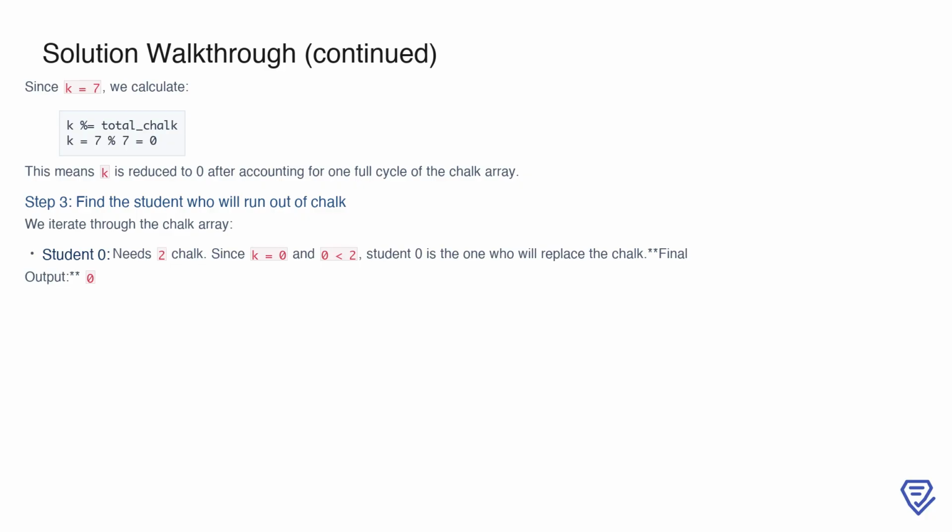After reducing k modulo the total chalk required for one cycle, we systematically iterate through the chalk array and subtract each student's chalk requirement from k. The moment k becomes less than the chalk required by a student, that student is identified as the one who will replace the chalk. This approach ensures an efficient solution, handling even large values of k effectively by avoiding unnecessary iterations over full cycles. In this case, student 0 is again the result, and the output is 0.